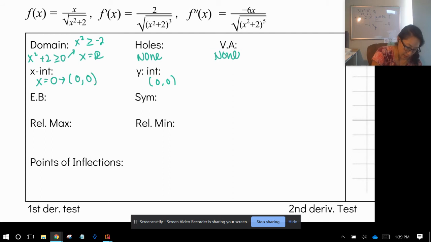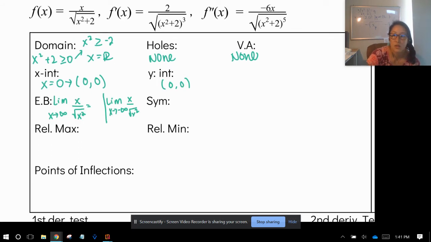Next, we set the numerator equal to 0. So x is equal to 0, giving me an x-intercept of (0, 0). Lastly, we're going to set x equal to 0 to get our y-intercept, so (0, 0). Or else I can see that I have no constant on the top, so I get 0 over the square root of 2, which gives me 0.